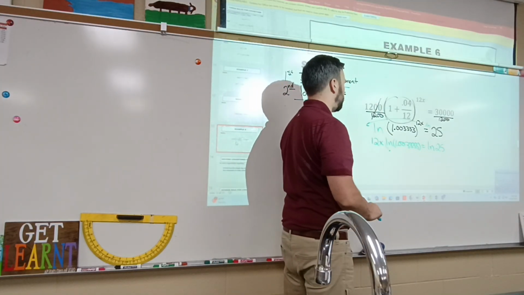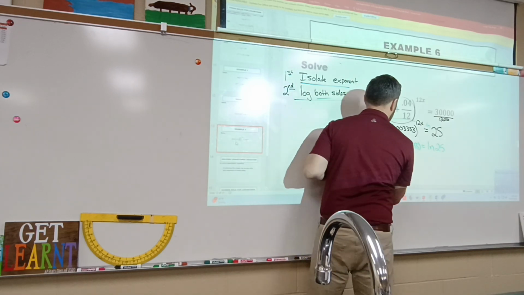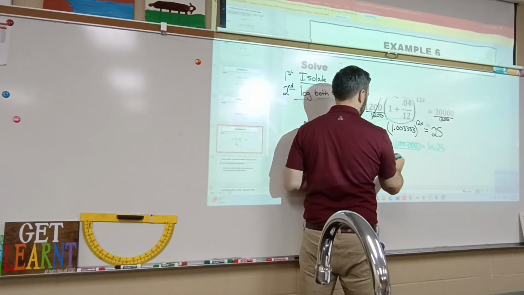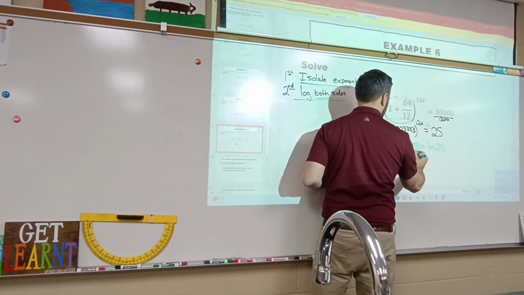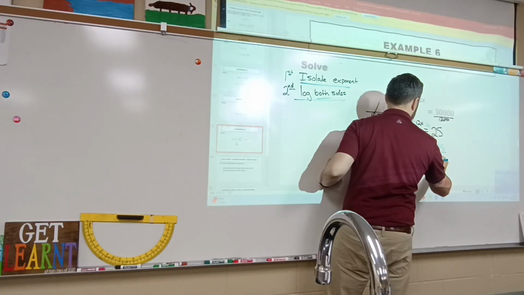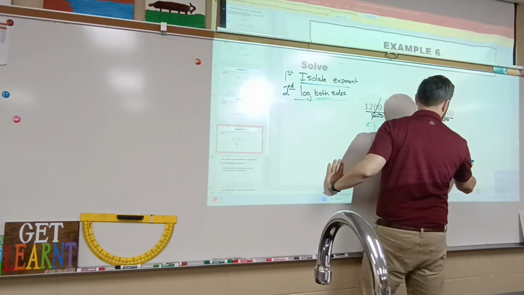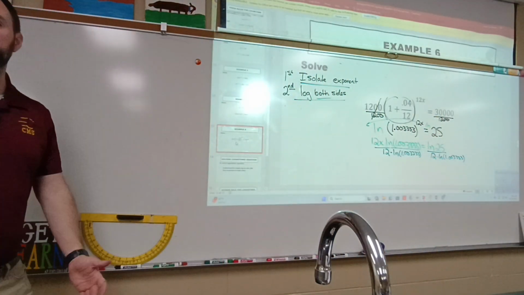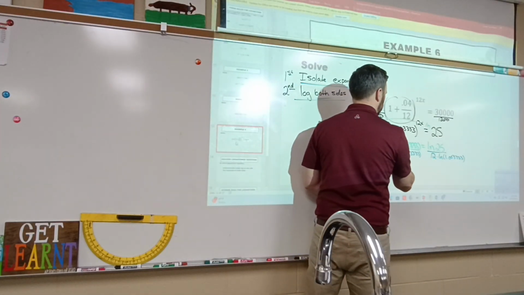Now what do I do with that 12x? Could I divide both sides by 12 times natural log of 1.003333? Because that's 12 times x. I'm just eliminating my 12, and I'm eliminating my natural log.